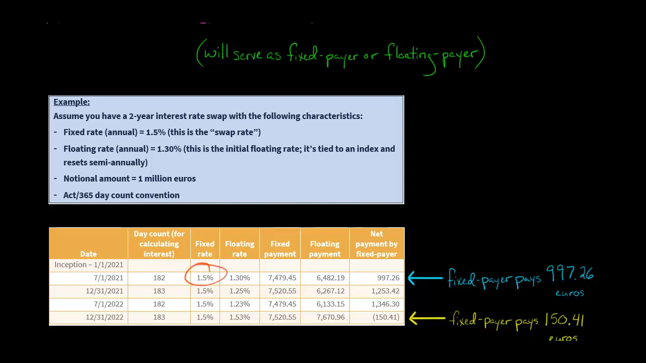So we've got the fixed rate is always going to be the same for the fixed rate payer. The floating rate is initially 1.3%, but then it's going to change every 6 months, because it's tied to an index. Now let me show you how these calculations are made, because I got a lot of numbers here.